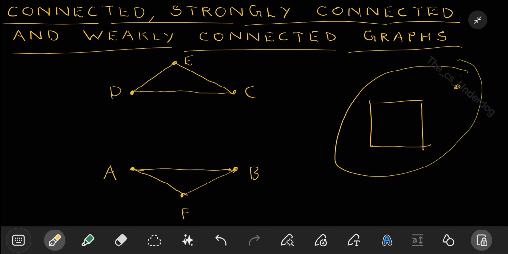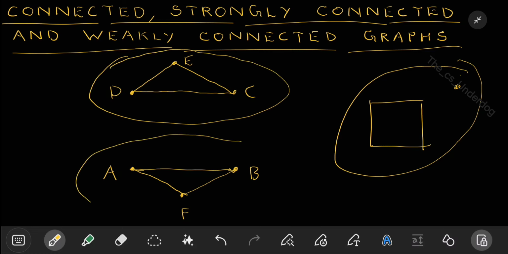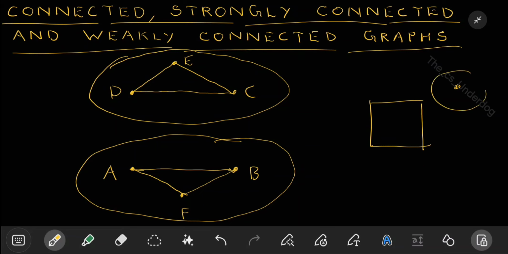So these are the only two situations where your graph will be not connected. One is it having two isolated subgraphs. This is a subgraph. This is also a subgraph, but these two are isolated from each other. Another situation is that even if you have a single isolated vertex, that is also considered a graph which is not connected. Okay. So this is the only time you will see a graph which is not connected.